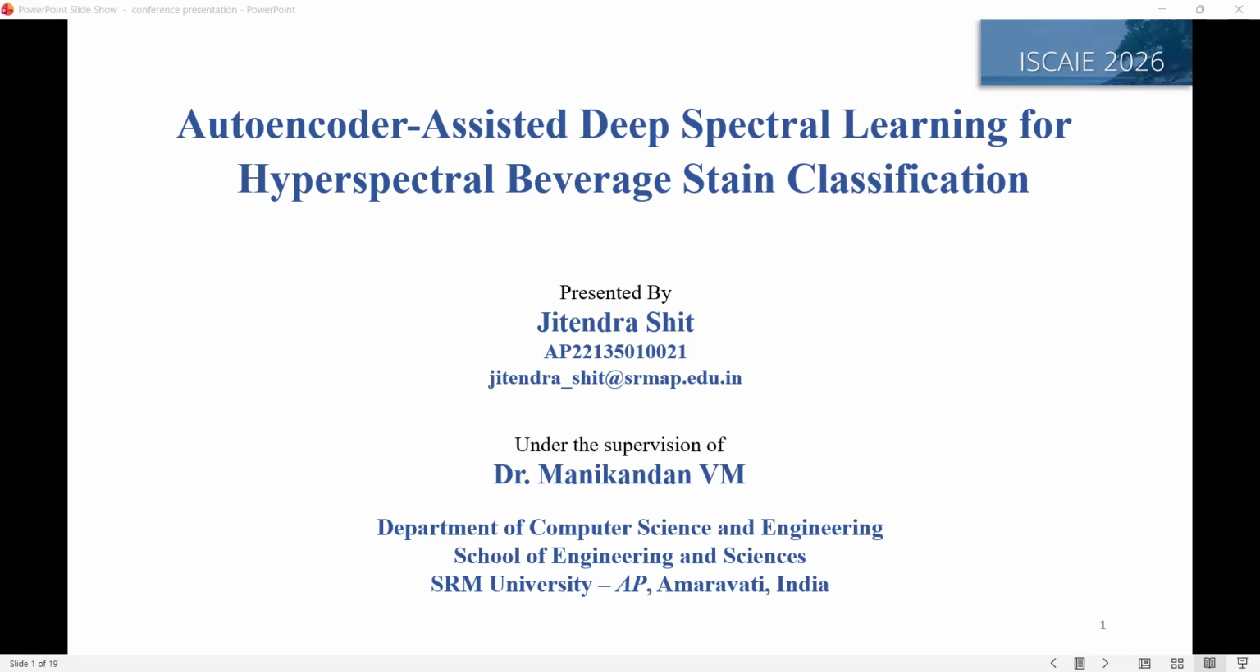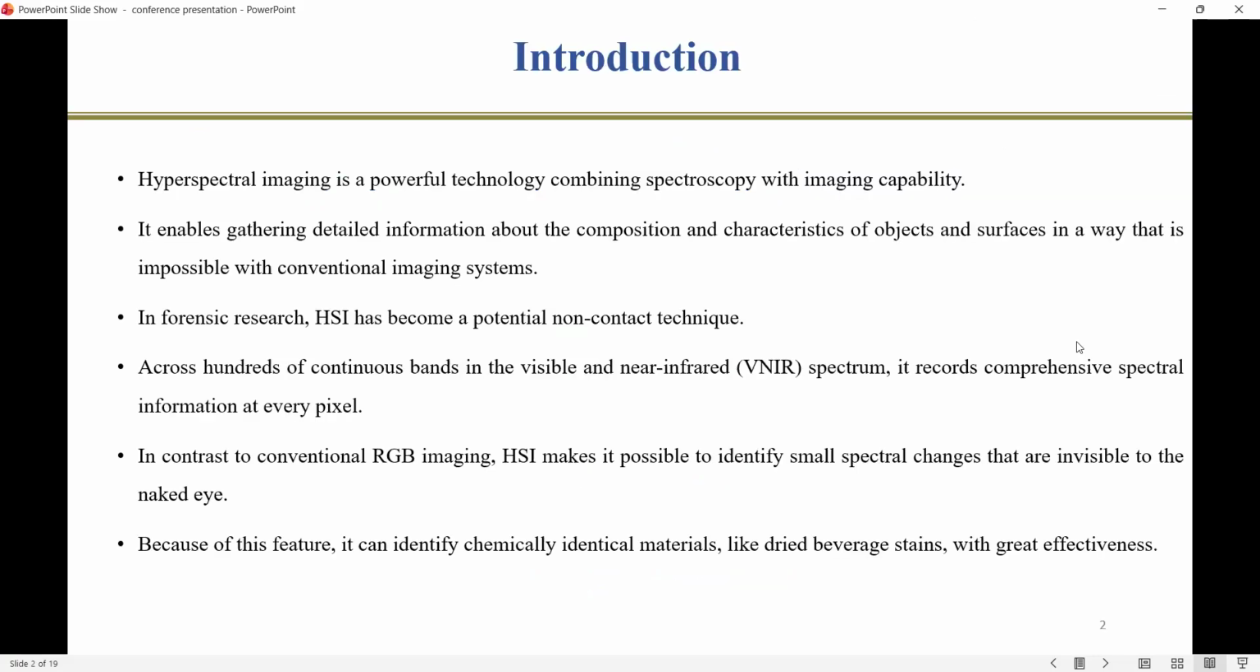Today I am going to explain our work. The title is Autoencoder Assisted Deep Spectral Learning for Hyperspectral Beverage Stain Classification. Next, I'll talk about what hyperspectral imaging is. Hyperspectral imaging is a powerful technology combining spectroscopy with imaging capability.